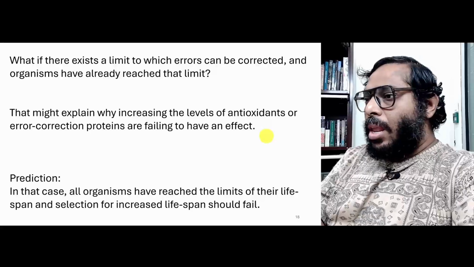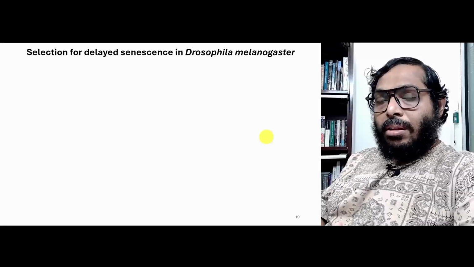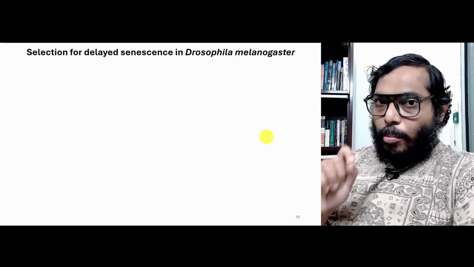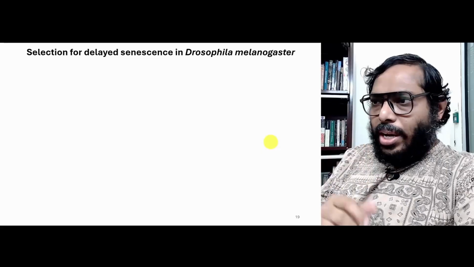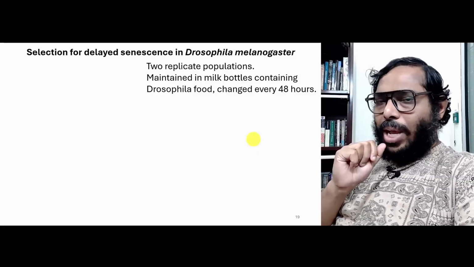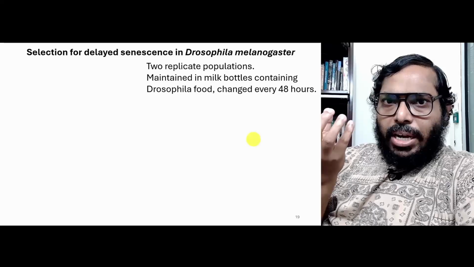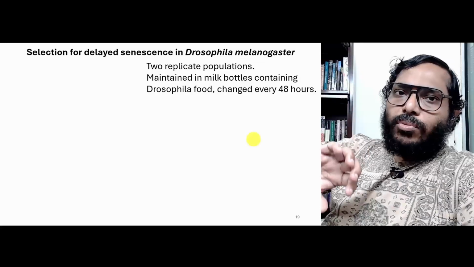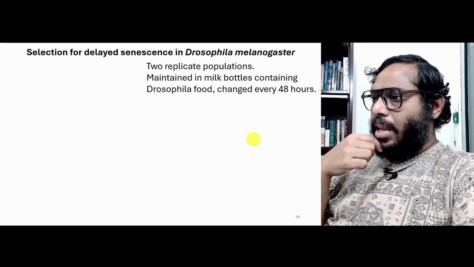So, this is something that of course can be very easily checked for, and it has been checked for in multiple organisms, and a particularly good amount of work has been done on the common fruit fly Drosophila melanogaster. This is work done by Luckinbill et al. in 1984. What they did was they took two replicate populations of Drosophila melanogaster and maintained them in milk bottles, which had Drosophila food, the flies were on the food, and every 48 hours they would transfer the flies to a different bottle containing fresh food basically.